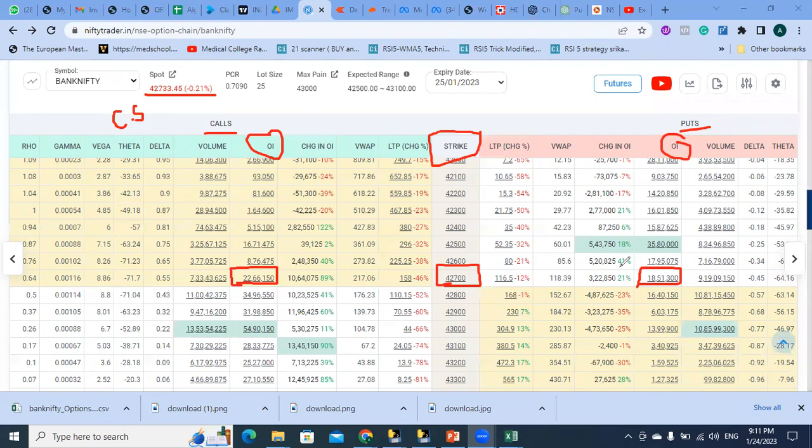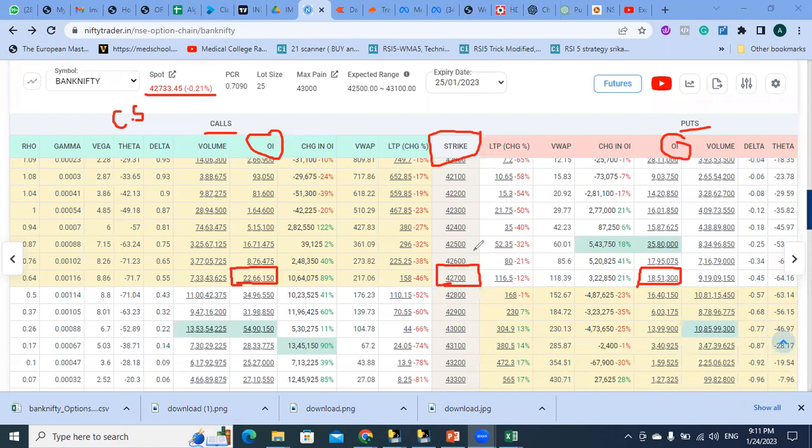Now, the next thing I want to see is how I get to know where the next immediate support and resistance is. So if I go below this, I will see there is 34,96,000 open interest. So the next big resistance for Bank Nifty is at the 42,800 level.